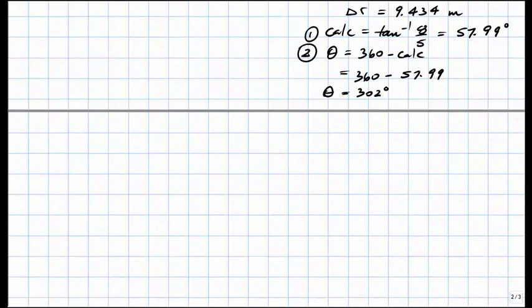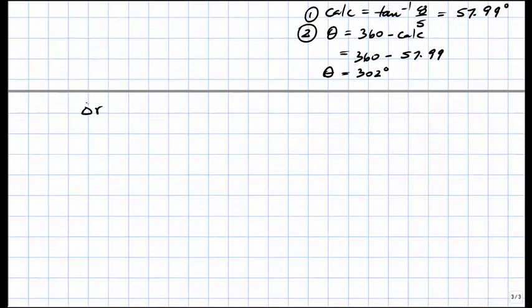So now we can write the fact that delta R equals 9.434 meters at an angle of 302 degrees. To calculate average velocity, let's again introduce the relationship, which is delta R over delta T.